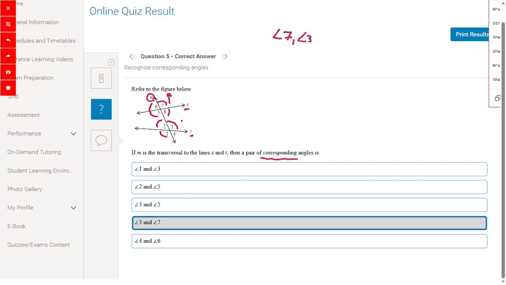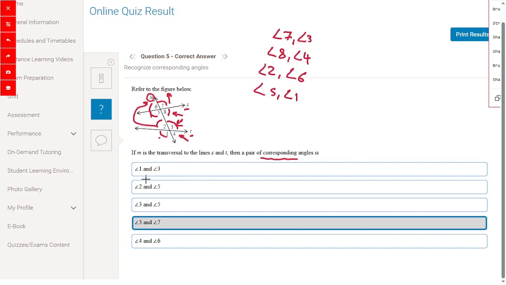One exterior and one interior angle. We have angle 8 and angle 4, angle 2 and angle 6, and angle 5 and angle 1. These are the corresponding angles.